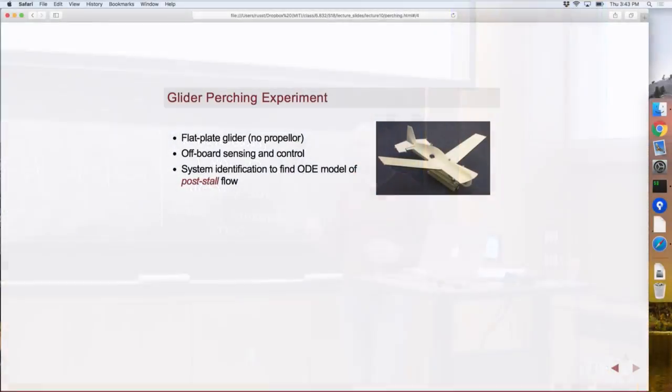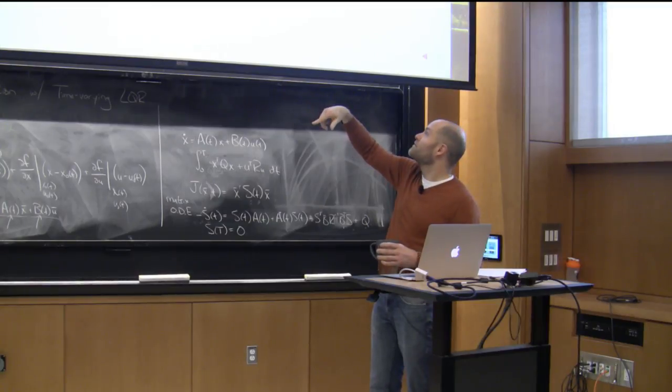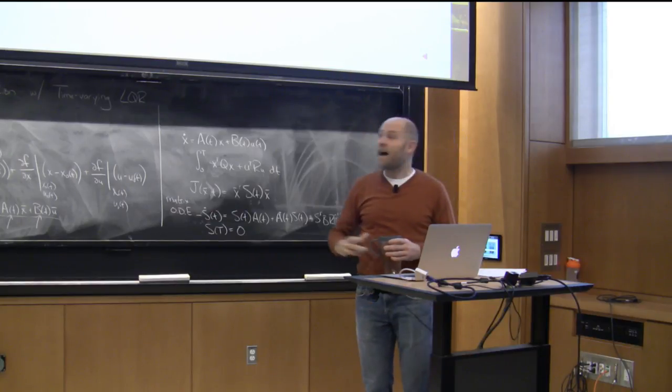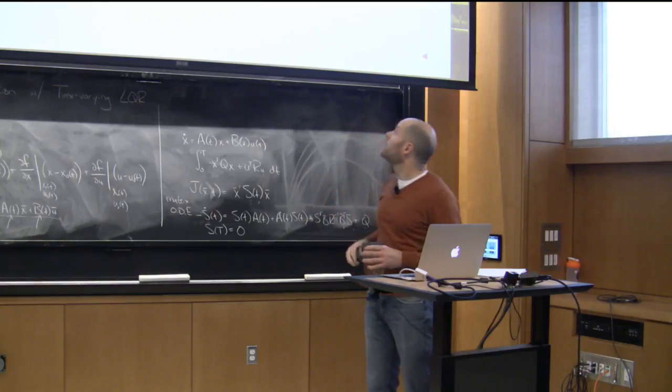So we built a series of planes and tried to knock it down to the simplest possible, and this was the simplest possible. A foam plane. It also helped to be simple because we crashed a lot, right? And we had to rebuild them constantly. So, a flat plate glider with off-board sensing and control. This was one of the first motion capture experiments, back before that was cool. And then we did a lot of work on system identification to find the nonlinear function F that went up and through the post-stall aerodynamics, okay?